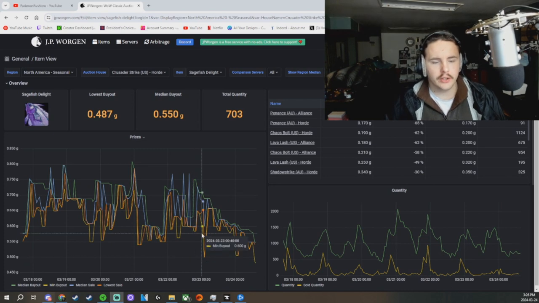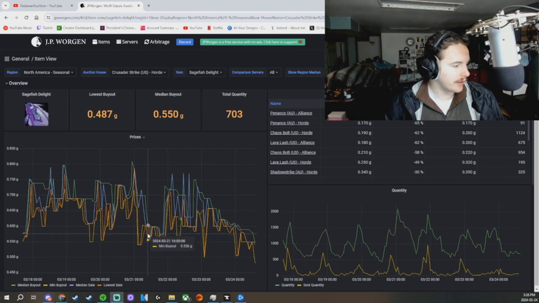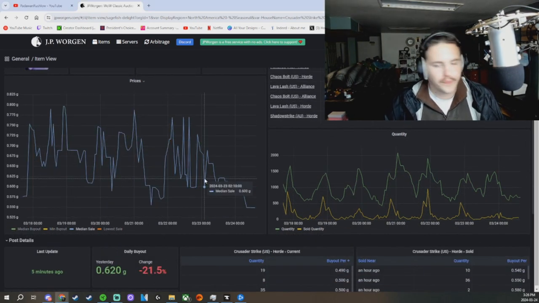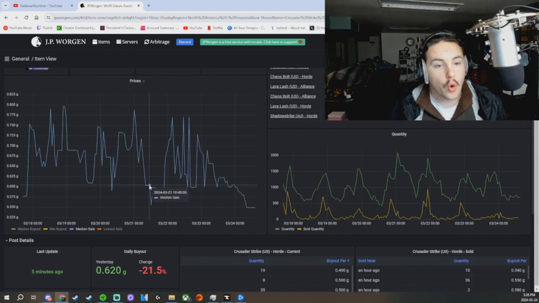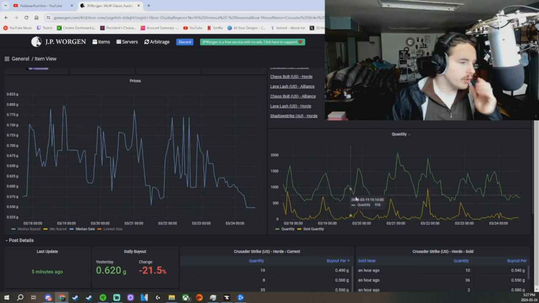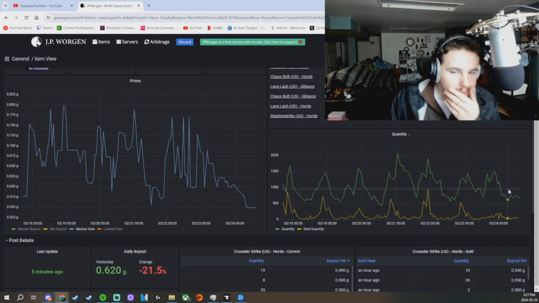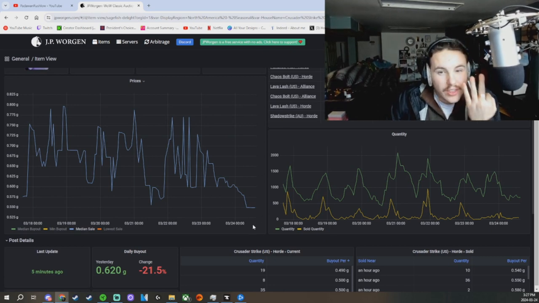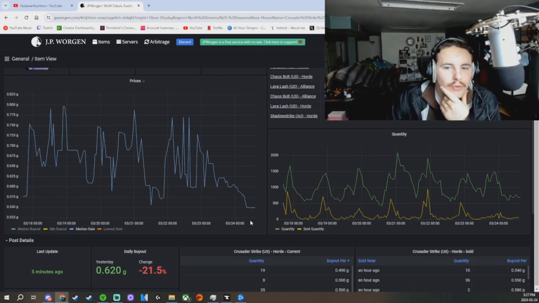But if you're looking here, this is your Sagefish Delight, which is the best in slot consumable for mana users with food for the raid. And it looks quite volatile if you look at all of the bars, but let's just look at the median sale. Look at these reliable numbers over the last 7 days. So the quantity doesn't really matter too much. What really matters is every 3 days, it's reset day for the raid, baby.